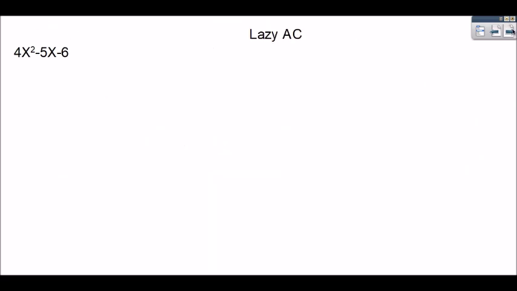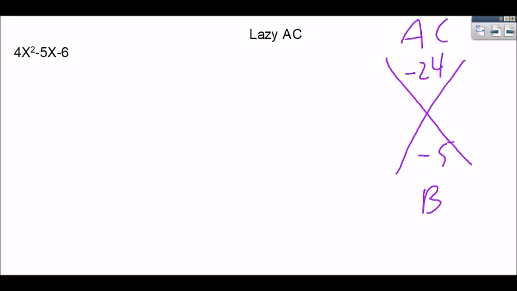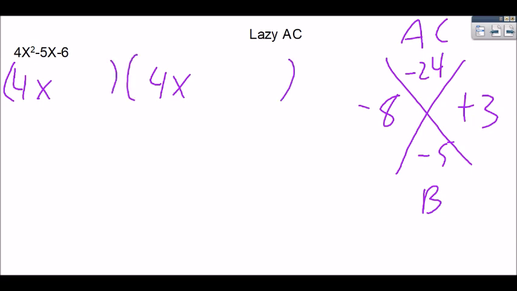All right, lazy AC. So we should get the same answer, but we're going to do the same thing that we did before. And we know from the previous example that the combo that gets us there is negative 8 and 3. So what we're going to do is I'm going to write this front term of 4x twice. And you're going to say, Mr. Gardner, stop. 4 times 4 gets me to 16, doesn't get me to 4. That's the lazy part of this. So follow me, and then we'll see if we get there.